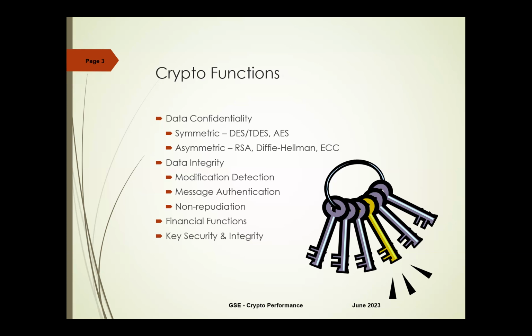But in addition to scrambling and unscrambling of data, we also have the concept of data integrity, and that's where things like hashing and message authentication codes come into play. And they each have their own performance characteristics. Financial functions are basically just symmetric encryption, but they're very specialized symmetric encryption, focusing on very small blocks of data. And we're talking about ATM pins and protecting those. And then key security and integrity uses scrambling, it uses data integrity. All of those have their own unique performance characteristics.